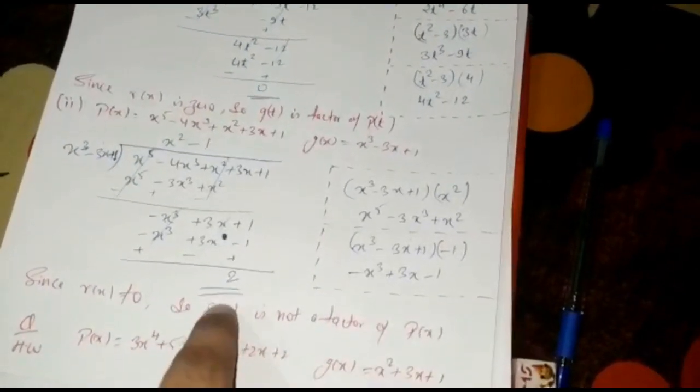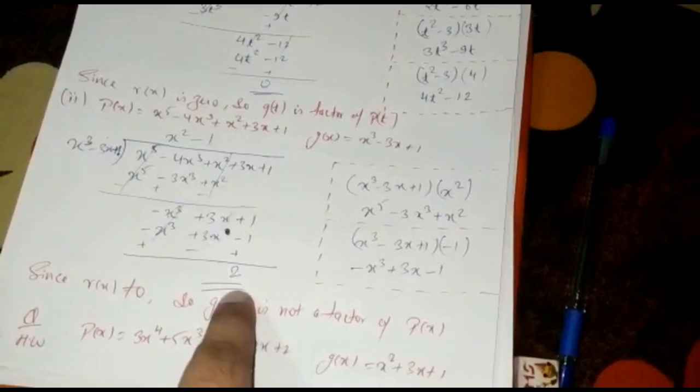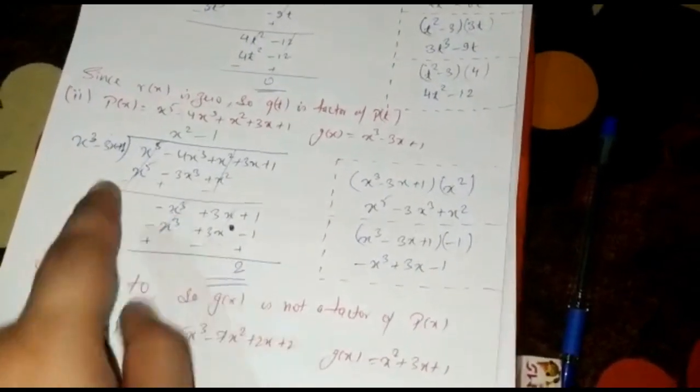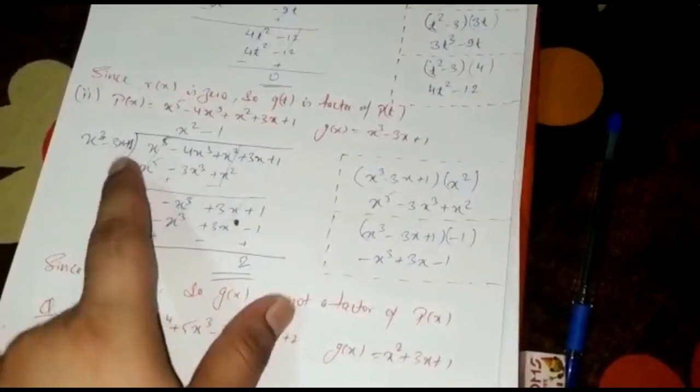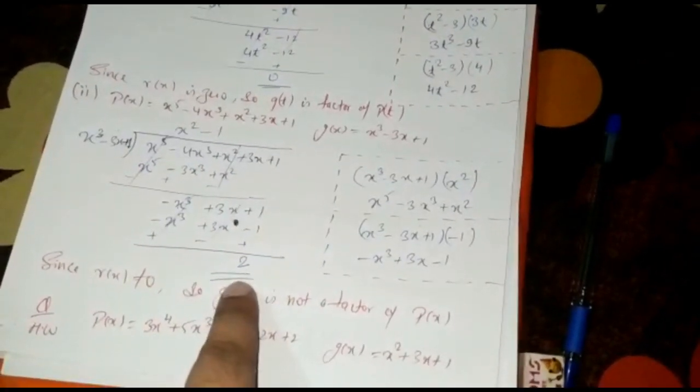Until and unless we get r(x), the remainder, equal to 0, we can't say that this is a factor of this polynomial. So to get a factor, we have to get the remainder equal to 0.